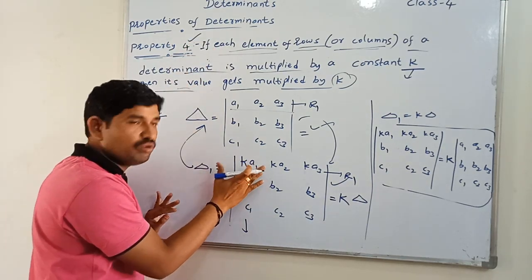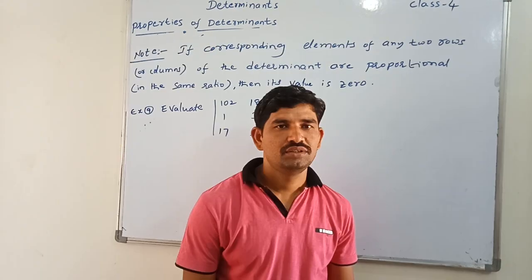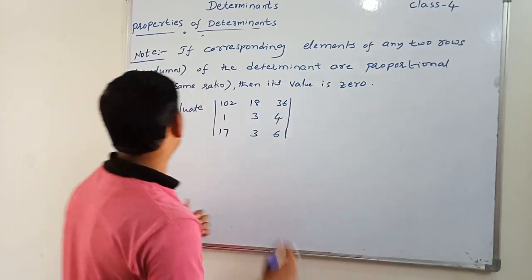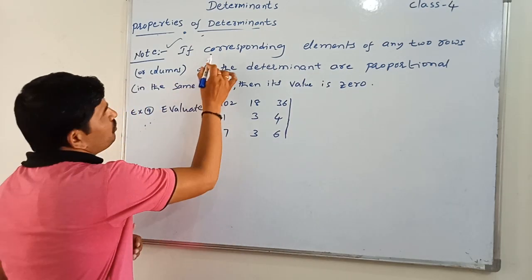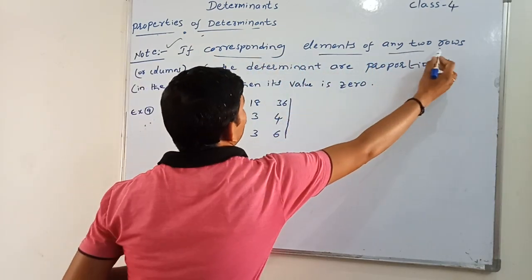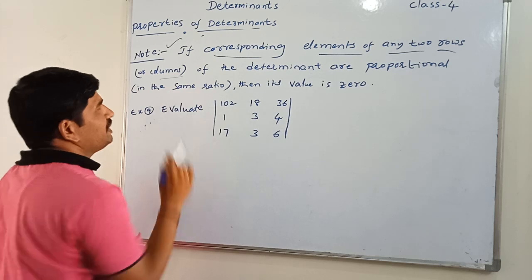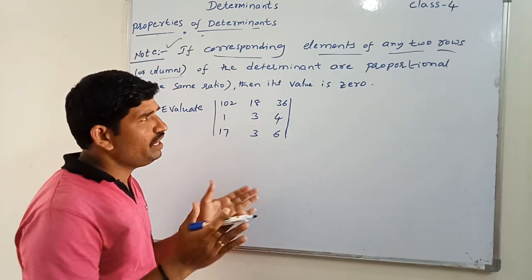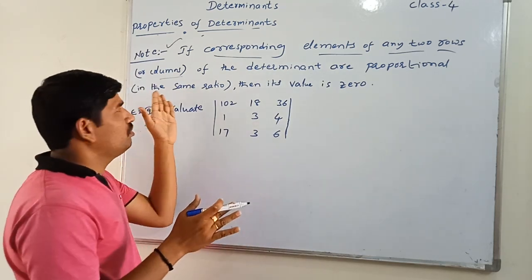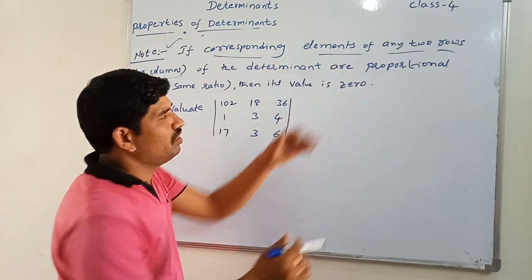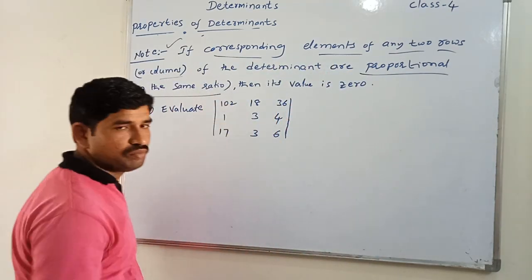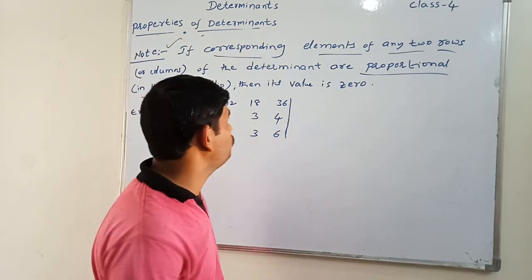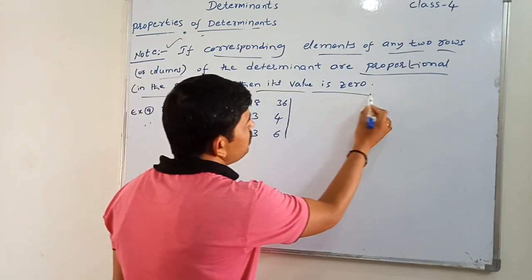First I will write this, then I will explain. See, this is the important note, which is related to property number 4. If corresponding elements of any two rows or columns of the determinant are proportional, this is very important. Proportional means what? In the same ratio. Proportional is nothing but what? In the same ratio. Then its value is 0.